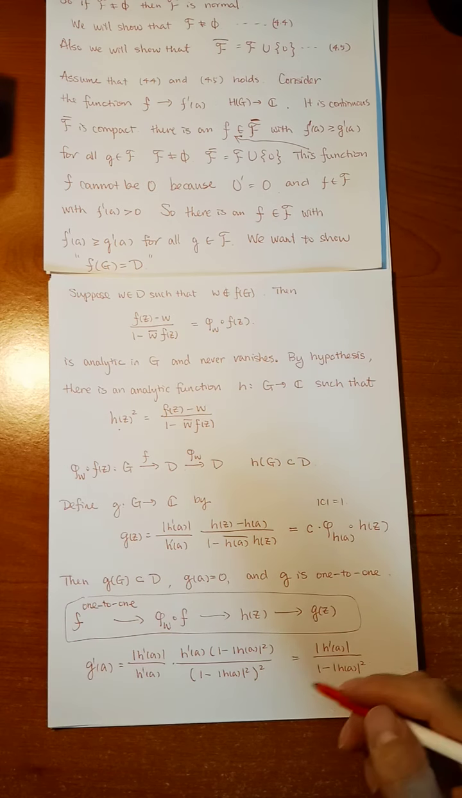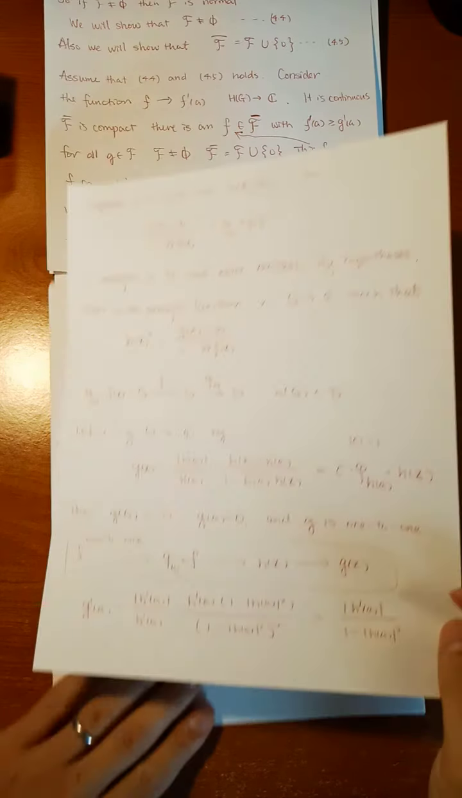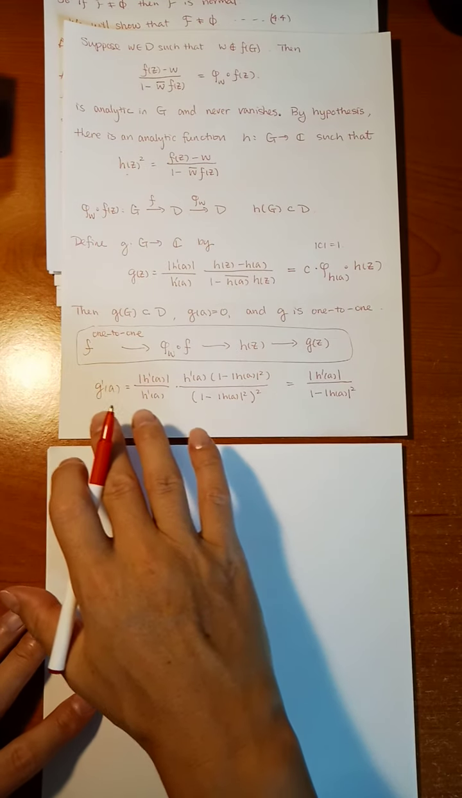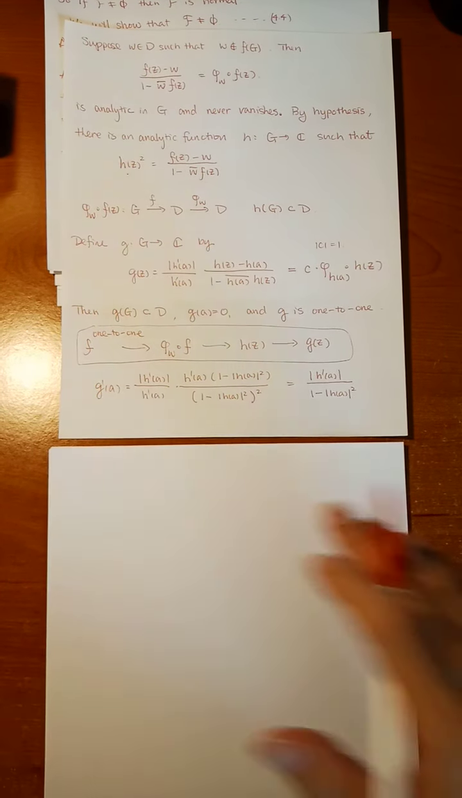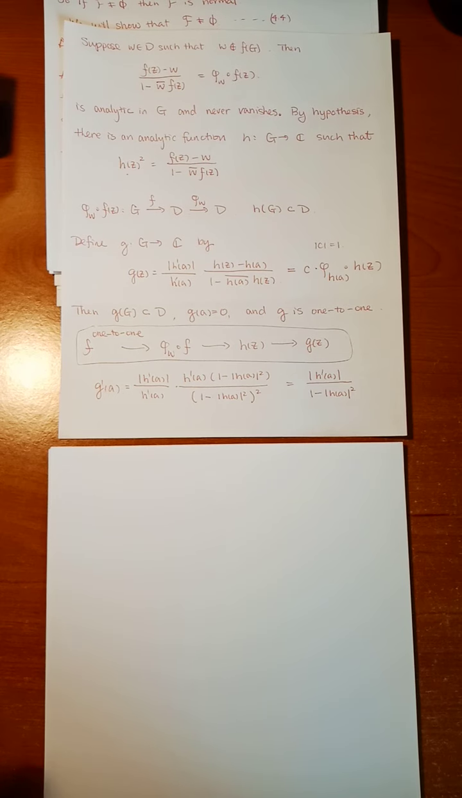Then we are going to evaluate. We are going to try to estimate it. Basically, we are going to show that the modulus of g prime of a is greater than f prime of a. Then we get a contradiction. How do we have it?